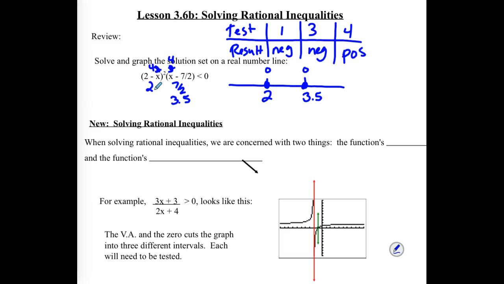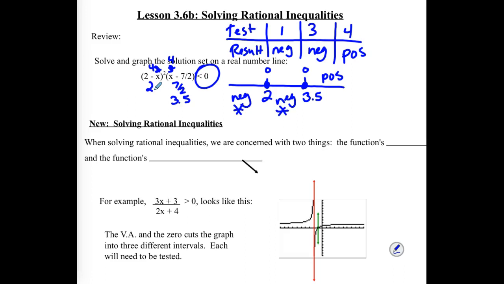So below 2, we were negative. Between 2 and 3.5, we were still negative. And beyond 3.5, we were positive. And the question asked, where are we what? What does less than 0 mean? Anything below 0. So we'd have to be a negative value. So this interval would work. And this one?